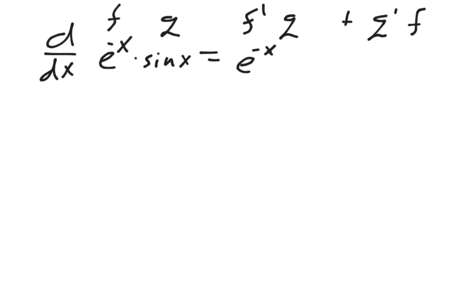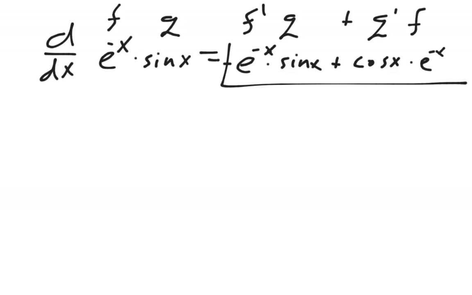The derivative of negative x is negative 1, so I'm going to multiply this by negative 1, which basically means I'm just sticking a negative out in front, times g, which is sine of x, plus g prime, the derivative of sine, which is cosine of x, times f, which is e to the negative x, and that is your answer.